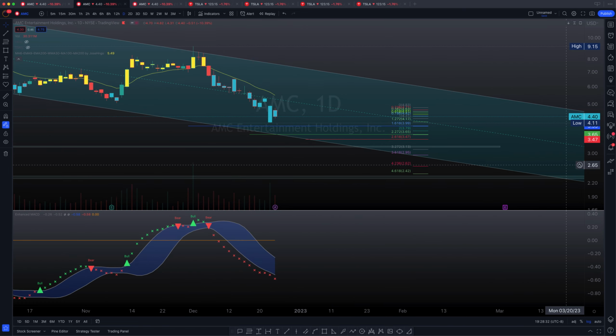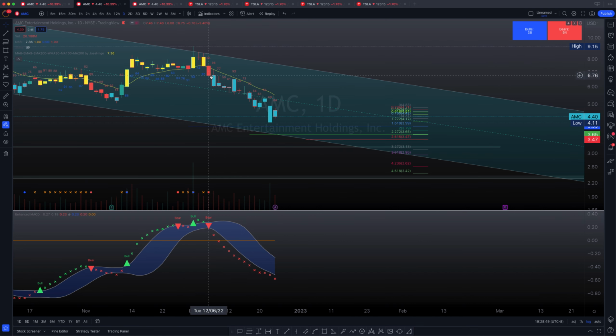Okay, so now the areas of interest that we're talking about are based on the continuation to the downside. Enhanced MACD also has a downside continuation, and I think it's on par with the DBSi sell signal. Yes, it is. They both printed a sell signal on December 6th.